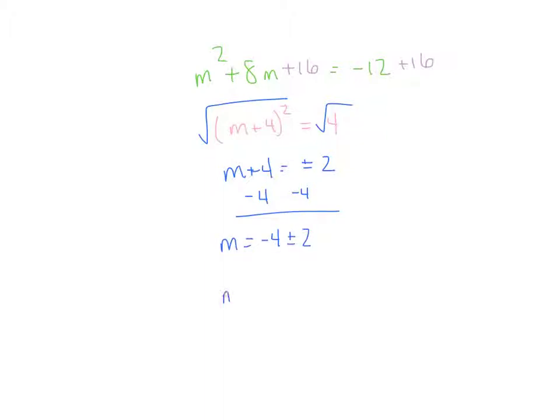And if you can actually do the math, we need to do it. So negative 4 plus 2 is negative 2. Negative 4 minus 2 is negative 6. And there's our answers.